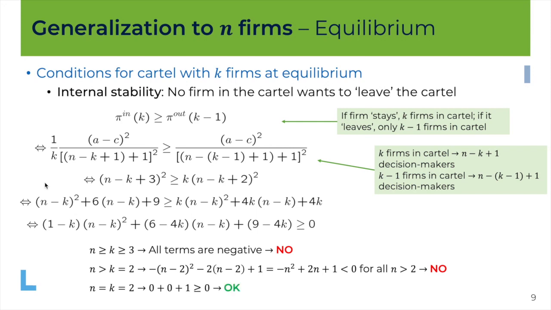The last possibility would be that there are only 2 firms in the industry, and these 2 firms form the cartel. In that case, if you replace n and k by 2 in this inequality, you get 1, which is actually larger than 0. So this is the unique case where this condition for stability of the cartel is satisfied, meaning that if we've got 2 firms to start with, and these 2 firms collude by forming a cartel, then this cartel is stable, but this is the only case under which the cartel is stable.